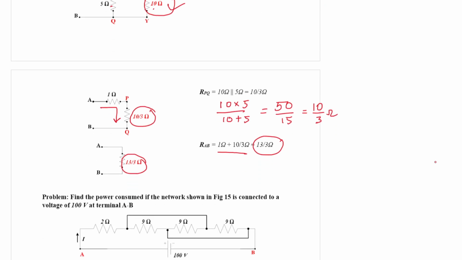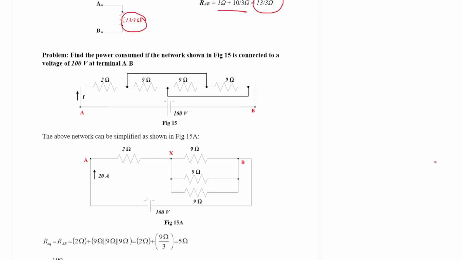Now let us proceed. Let us see the second problem. Now again, figure 15, we have another network. It is asked to find the power consumed if the network shown is connected to a 100 volt DC source. So let us say we have a 100 volt DC source. If you have a network like this, what will be the total power consumption? That means again you need to bring this network into this form.